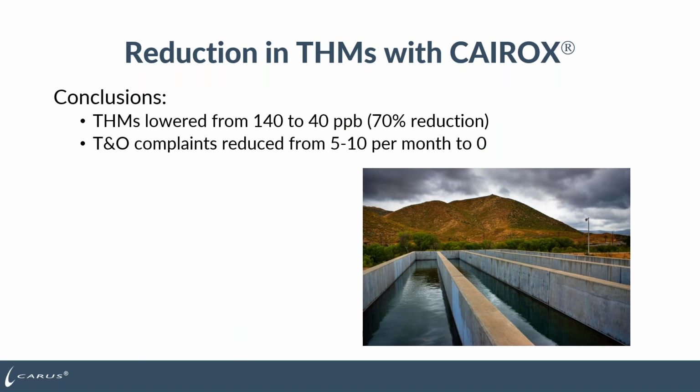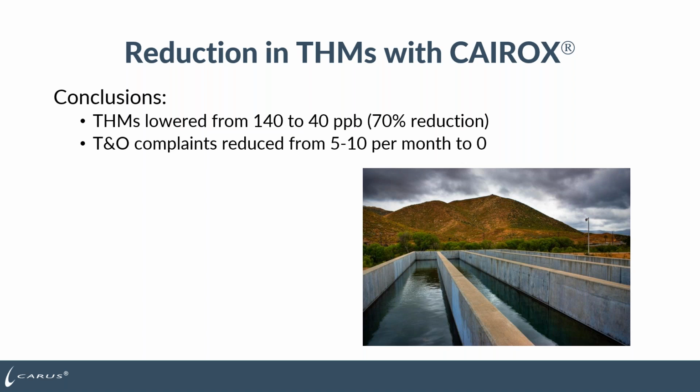Conclusions for this plant: the THMs were lowered from 140 to 40 parts per billion going into the clear well. So that was about a 70% reduction. And because they'd removed the free chlorine from the front of the plant, they were curious, would the permanganate react with those musty, fishy kind of taste and odor complaints? Well, typically fishy odor complaints are something that oxidize readily with permanganate. And so their taste and odor complaints dropped from 5 to 10 per month to typically about 0 per month.